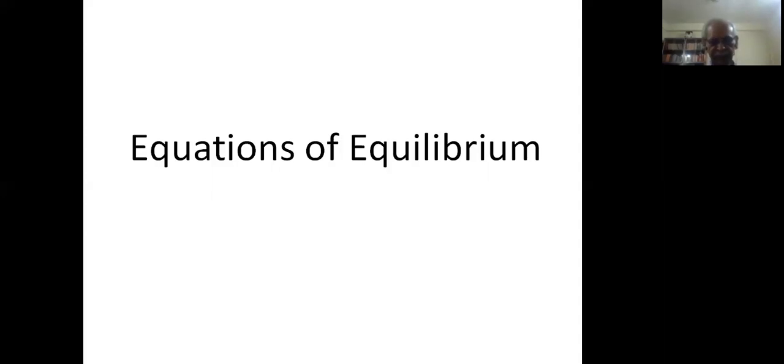Similarly, when we consider stresses on a body acted upon by different kinds of forces, it is important to consider the equilibrium for every part of that body. And the equations of equilibrium essentially give that. So let's look at that.